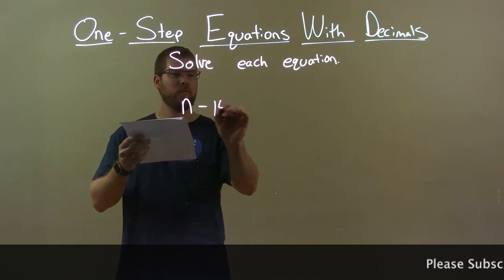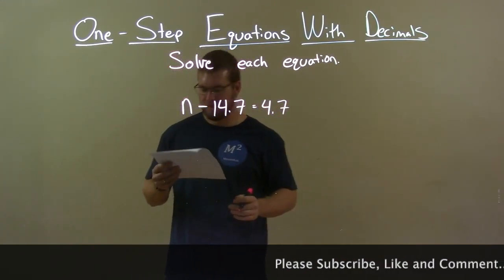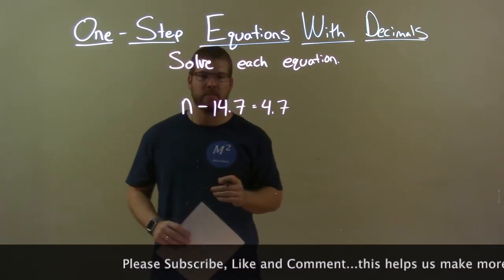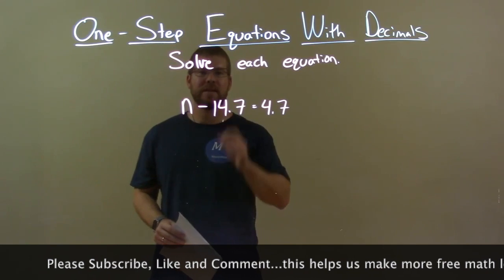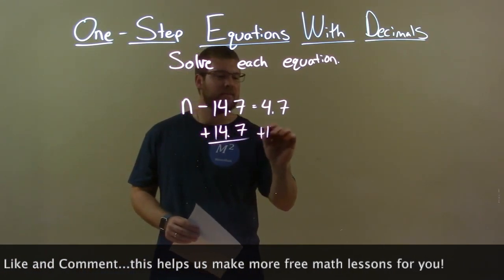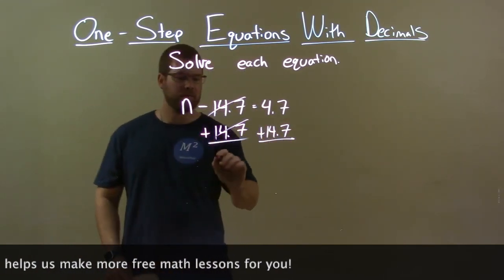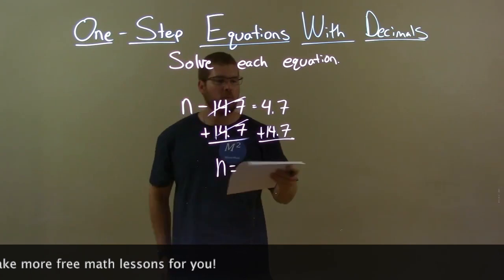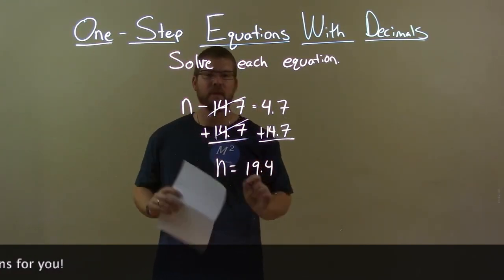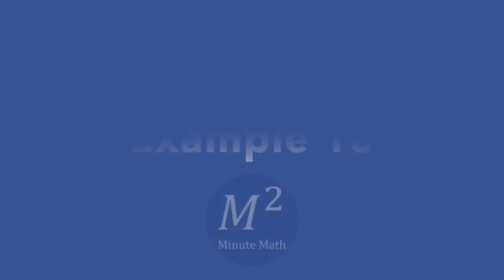n minus 14.7 equals 4.7. Well, I want to get n by itself. It's being subtracted by 14.7. Opposite of subtraction, addition. I add 14.7 to both sides. This eliminates the 14.7 on the left, giving me n by itself. 4.7 plus 14.7 is 19.4. And so our final answer here is just n equals 19.4.